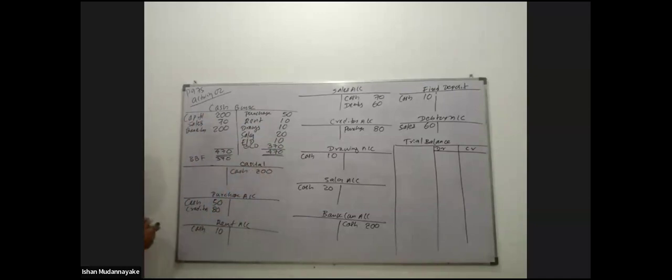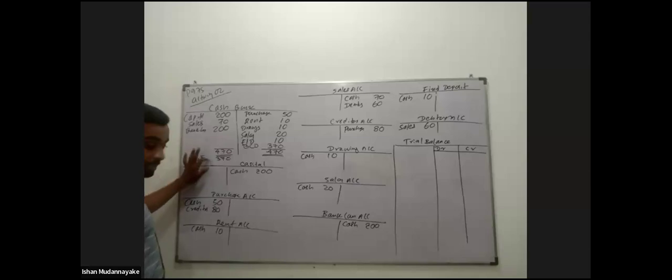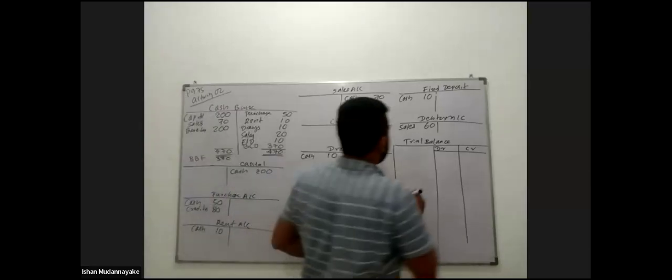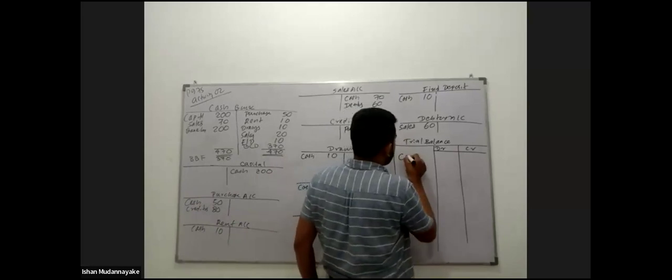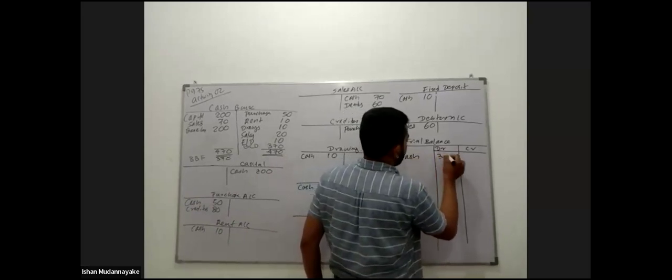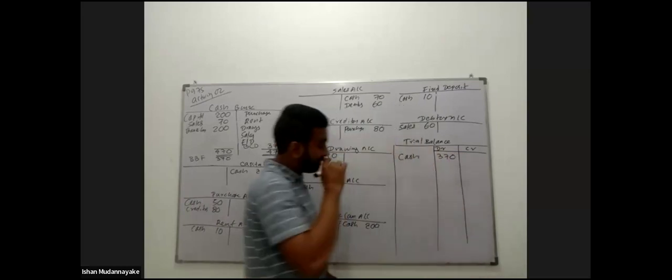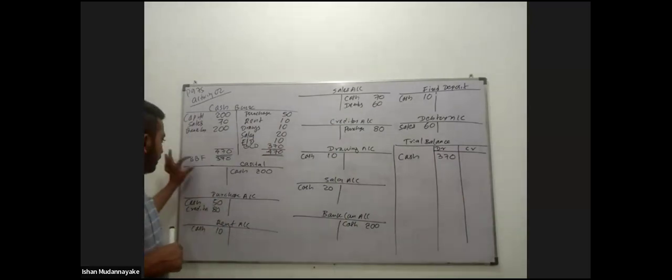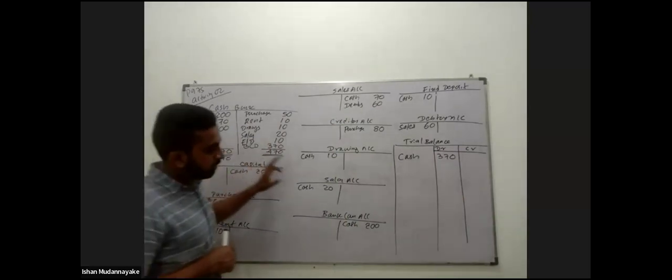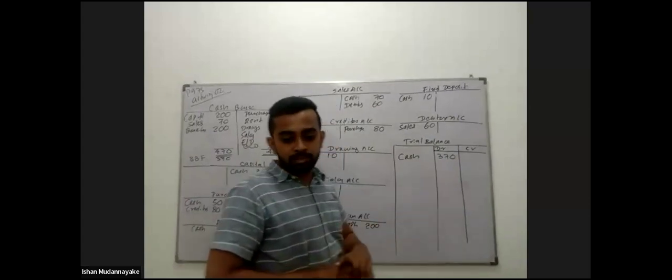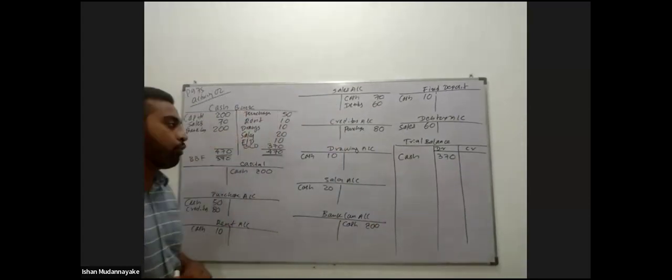Balance carried down 370. Balance brought forward 370. This balance brought forward is from the debit side, so this 370 is recorded on the debit side of the trial balance. Cash 370. Since the balance brought forward is on the debit side, the trial balance also shows debit. Balances of all the ledger accounts are included in the trial balance.